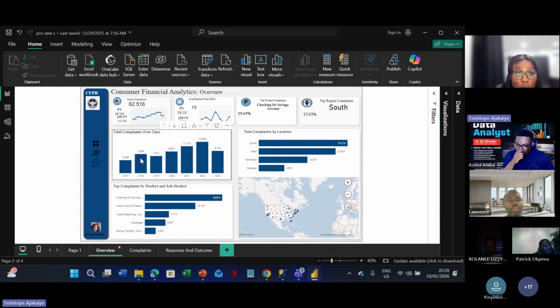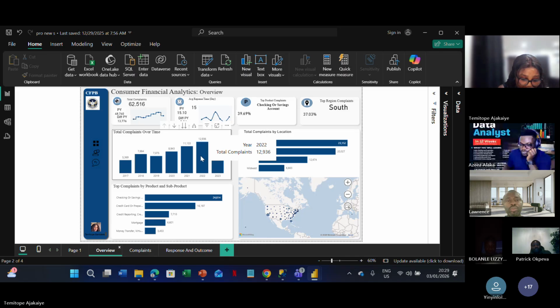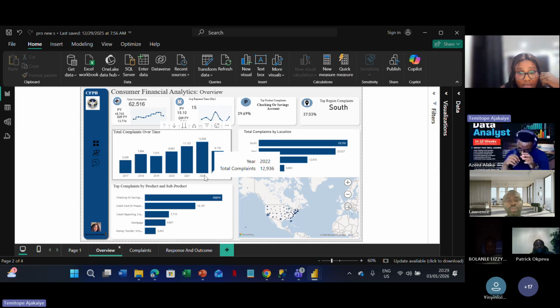And this is the total complaints over time, and it shows that complaints change over time, and we see a steady increase from 2017 with a slight decrease in 2019, but reaching its peak in 2022 with a total number of complaints of 12,936. And this tells us that complaints keep increasing over time.